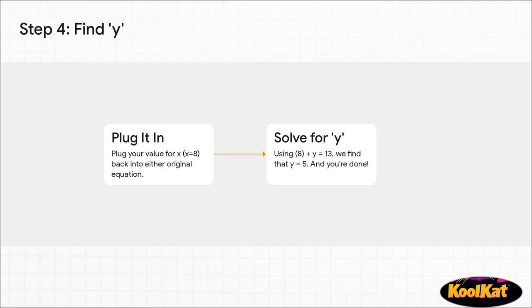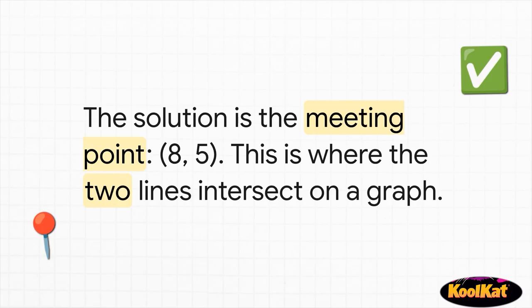So we know x is 8. All we have to do now is plug that number back into either one of the original equations. It doesn't matter which one you pick, you'll get the same answer. Let's just use the top one. x plus y equals 13. So that becomes 8 plus y equals 13. A little quick subtraction, and we see that y has to be 5. And we're done. So there it is. The solution, the meeting point, is the coordinate 8, 5. That's the exact spot where those two lines would cross on a graph. See how quick that was? No crazy algebra, just some simple addition, and we nailed it.